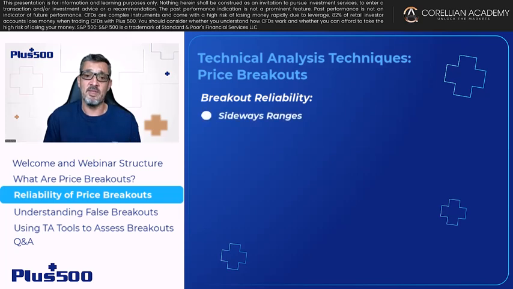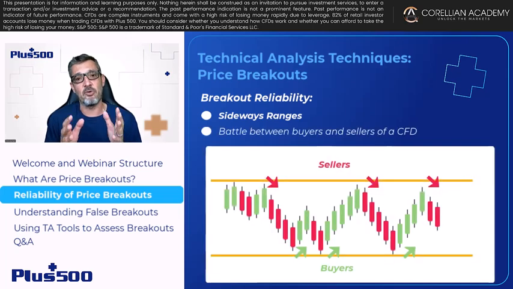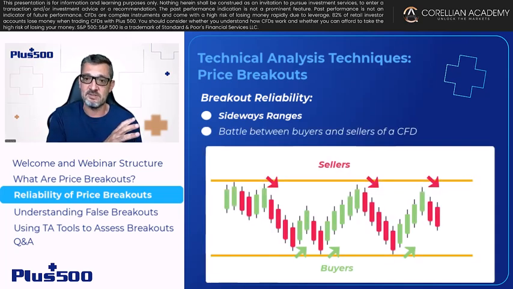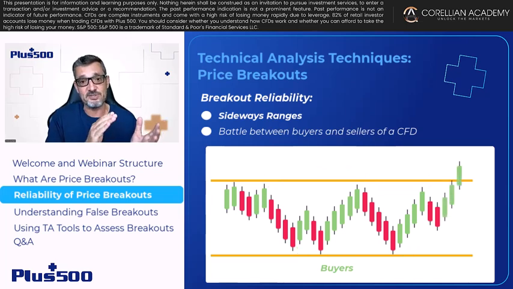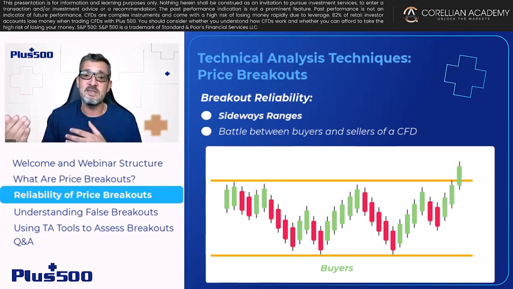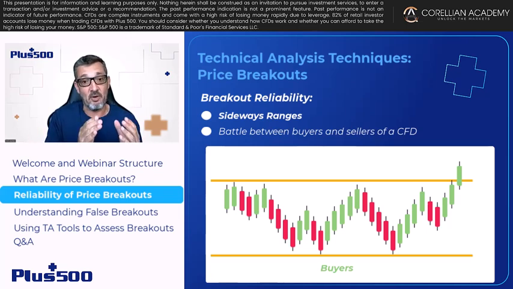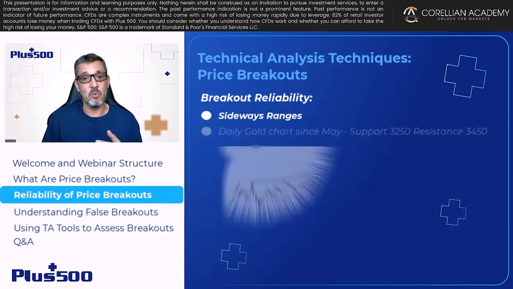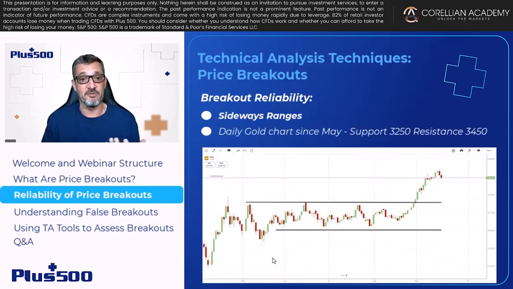Number two in this reliability of breakouts is a breakout from sideways ranges. A sideways range in price reflects a battle between buyers and sellers of a particular CFD. A breakout from a sideways range means that one side has overcome the other and is now the dominant force within price sentiment. When one side finally wins, the breakout carries real weight. To show you what I mean, let's look at a recent example of gold.